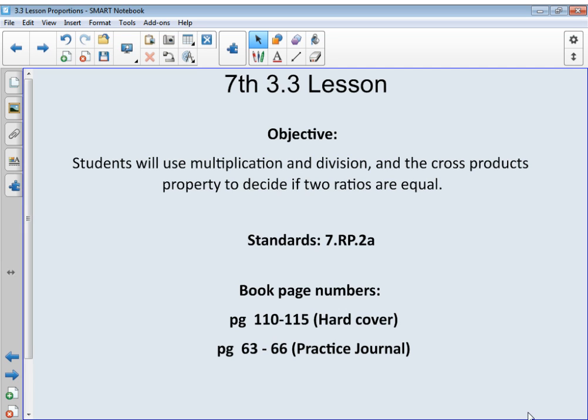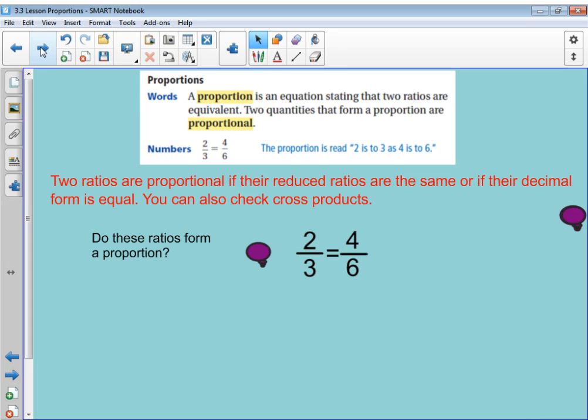All right, this is 7th grade lesson 3.3. The students will use multiplication as well as division and cross-product properties to decide if two ratios are equal. The standards covered in this lesson are 7 RP 2A. The page numbers out of the hardcover book are 110 through 115, and out of the practice journal, pages 63 through 66. Today we're going to be working with proportions.